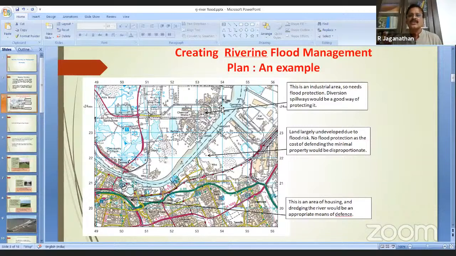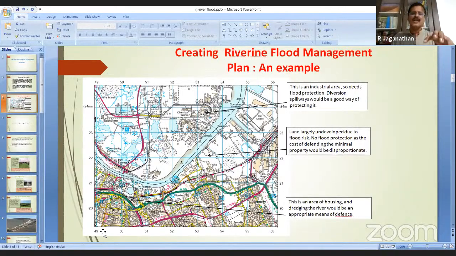If you see here, this area is an industrial area, so we need to protect it from flood. Diversion of spillways would be a good way of protecting it. We have a river course, and spillways are very important. Another one, if you see this side, this land is largely undeveloped due to flood risk, so no flood protection, as the cost of defending the minimal property would be disproportionate. Then the third one here is the residential area, so raising the housing and dredging the river would be an appropriate means of defense.